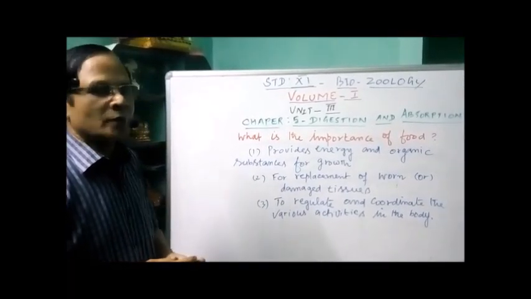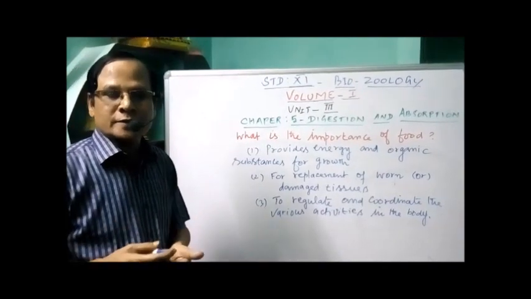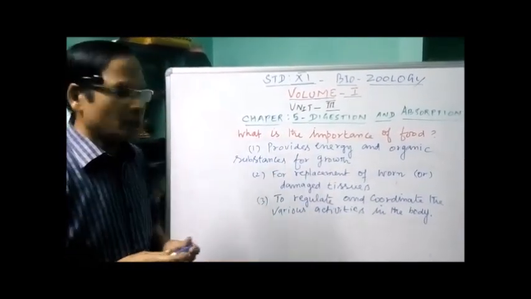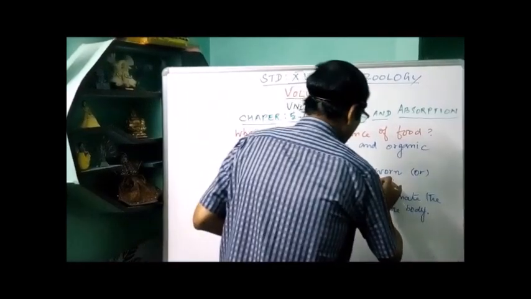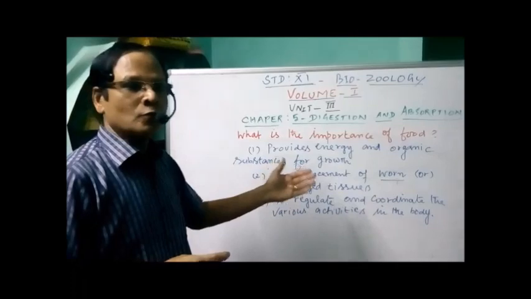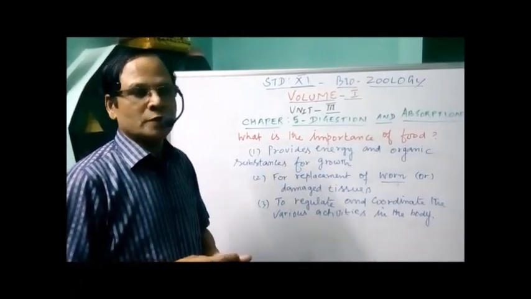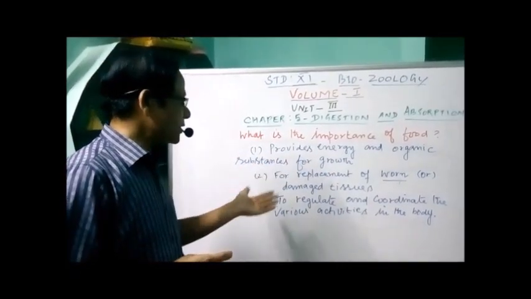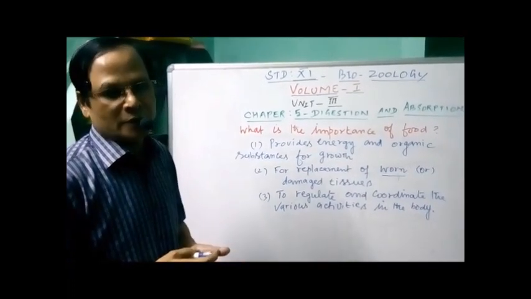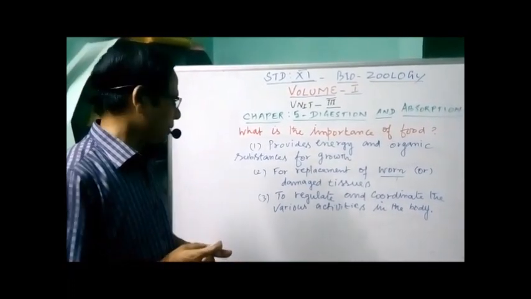The second one: once we have any dead cells after injury, they are called wound cells. The meaning of wound is damaged tissues after injury. For the replacement of bone or damaged tissues, we need food. That is what is called the healing process, the rejuvenation process.